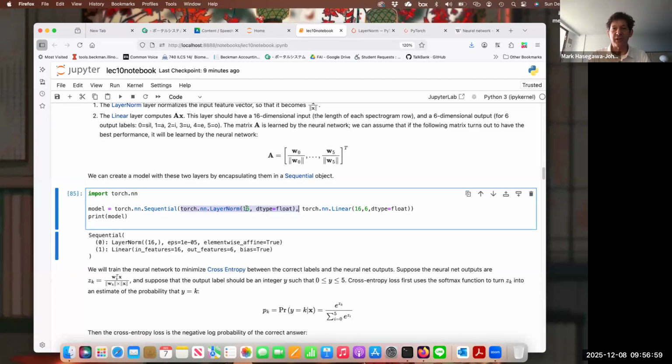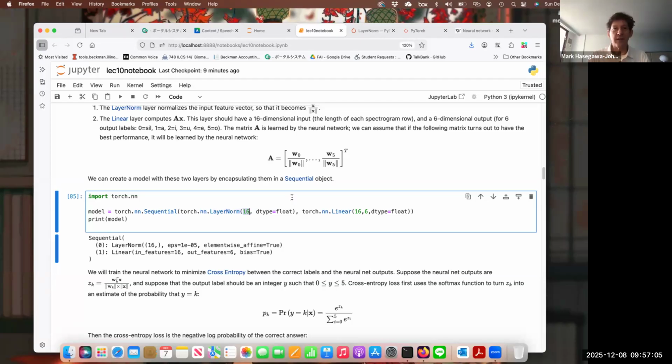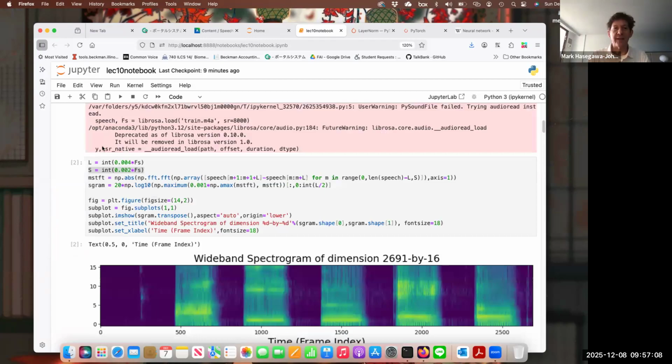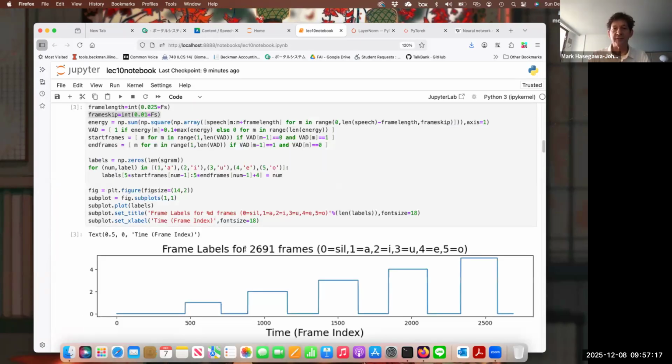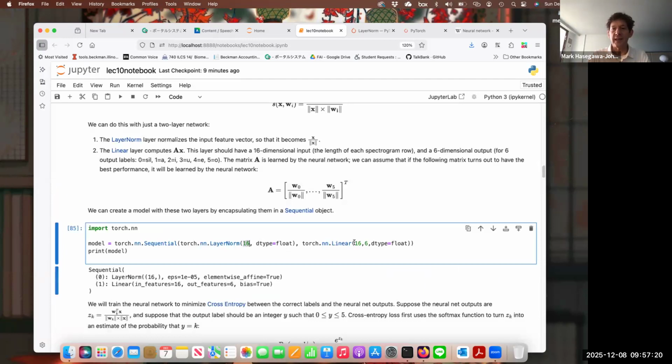The input vectors have a length of 16. Why do they have a length of 16? The reason is that the spectrogram has 16 frequencies. There's only 16 frequencies in this spectrogram, so the input vector will have a length of 16. Then the linear layer will take that input vector of length 16 and generate an output which has a length of 6. Why is the output length 6? Because there are 6 different possible labels: silence, A, E, U, A, O. Right? So there will be 6 different columns.